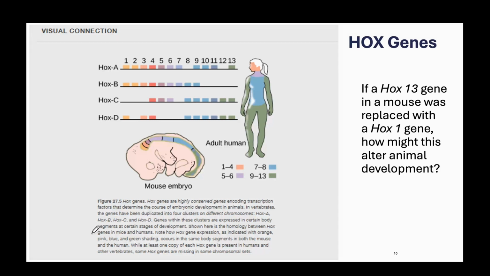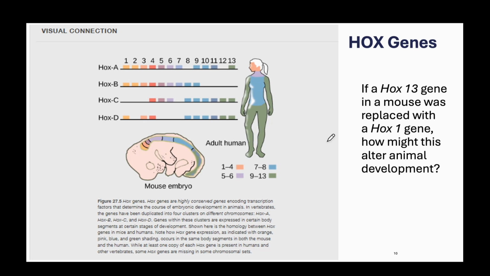Shown here, we're looking at the homology between Hox genes in mice and humans. Note how they are indicated. Each one is indicated in a different color. So 1 through 4 are this pink color, 5 through 6 are this color, and so on, and 9 through 13 are green. Each segment shows where those genes are identified, whether it is the thorax region or the abdomen or whatever region, it's color coded, and you can note them with these genes.